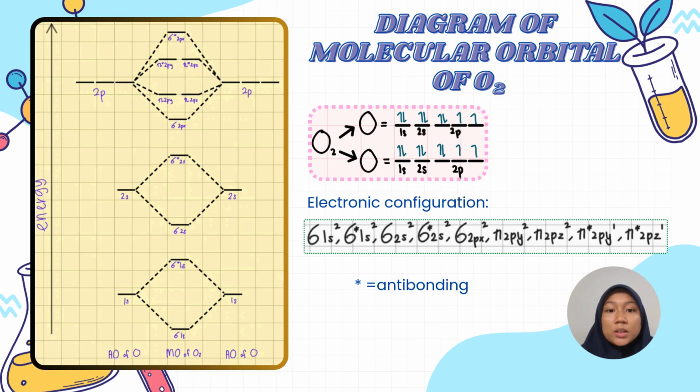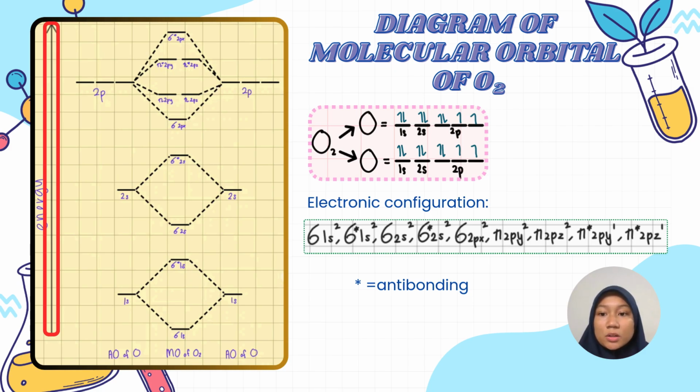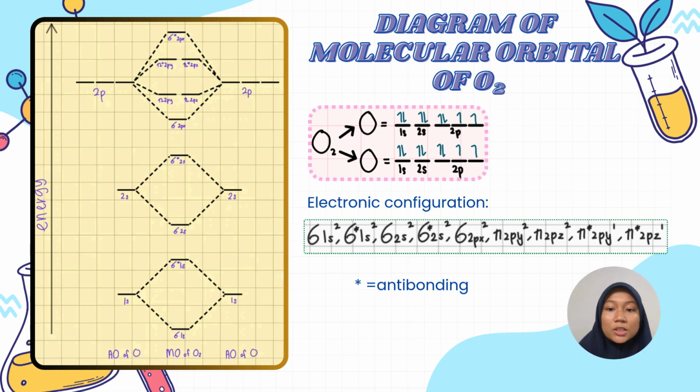This is the molecular orbital diagram of O2 constructed before filling the electrons. In the picture, we have an arrow showing energy from low to high. On the left side is the atomic orbital of the first oxygen, in the middle is the molecular orbital of O2, and the right side is the atomic orbital of the second oxygen. So let's start by filling the electrons.